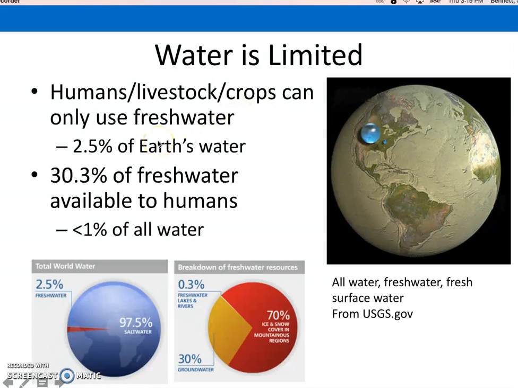Of that fresh water, 30.3% is available for humans to use. So 30.3%, and we see that down here, is in groundwater, with only 0.3% in lakes and rivers, which is where most of the water that we use comes from, that surface fresh water. So if we take 30.3% of 2.5%, that leaves us with less than 1% of all of the water on Earth available for use for humans.